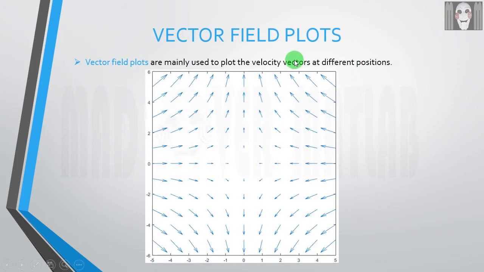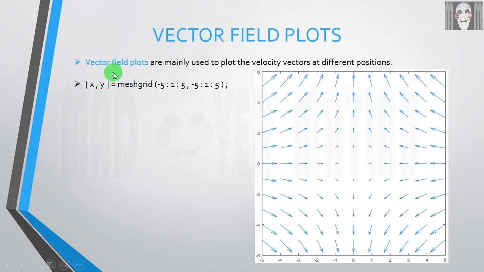So this is how a field plot looks like. As the definition says, vector field plots are used to plot velocity vectors. So these are your velocity vectors at different positions. These are the different positions, the points. Now let us see how to plot this field.